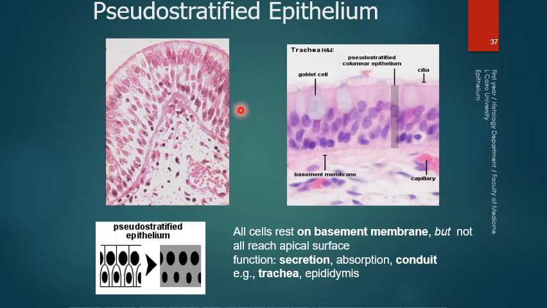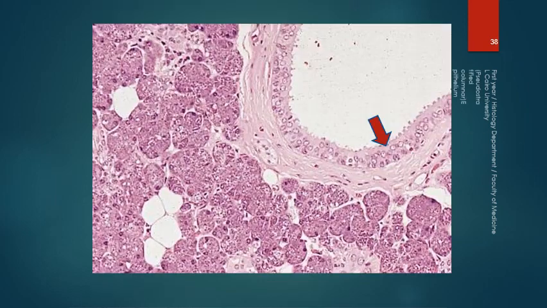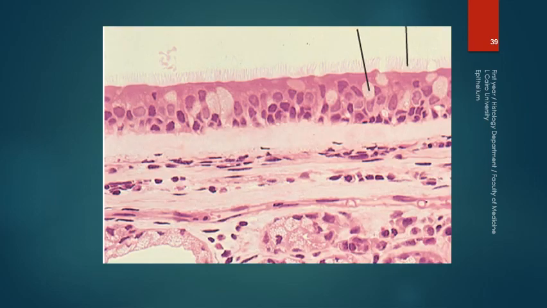This is pseudostratified columnar, for example present in the membranous urethra or in the vas deferens, and this is pseudostratified columnar ciliated with goblet cells, present in the trachea, the bronchus, and the nasal cavity. Again, pseudostratified columnar epithelium is present in the duct system of the salivary gland.